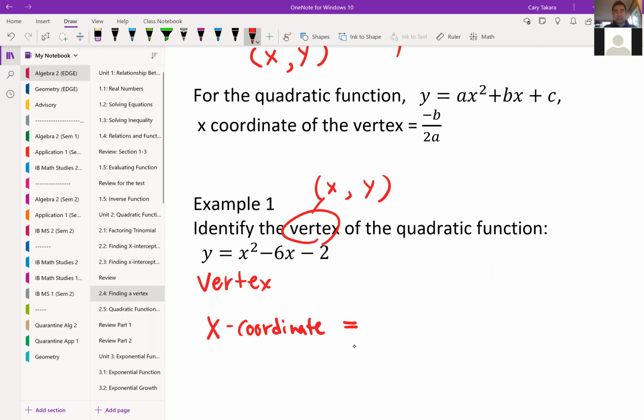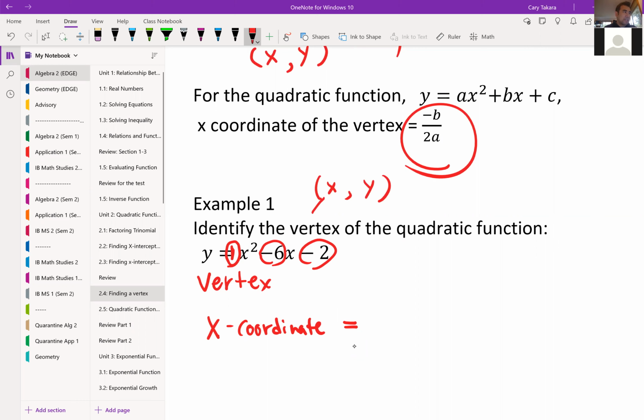Now, how do you find the x coordinate? Well, it's negative b over 2a. So what is a, b, and what's a? Well, a is the number in front of x squared, right? And that's 1, okay? And b is negative 6. And we don't need c, but c is going to be negative 2 in the quadratic formula. Okay?